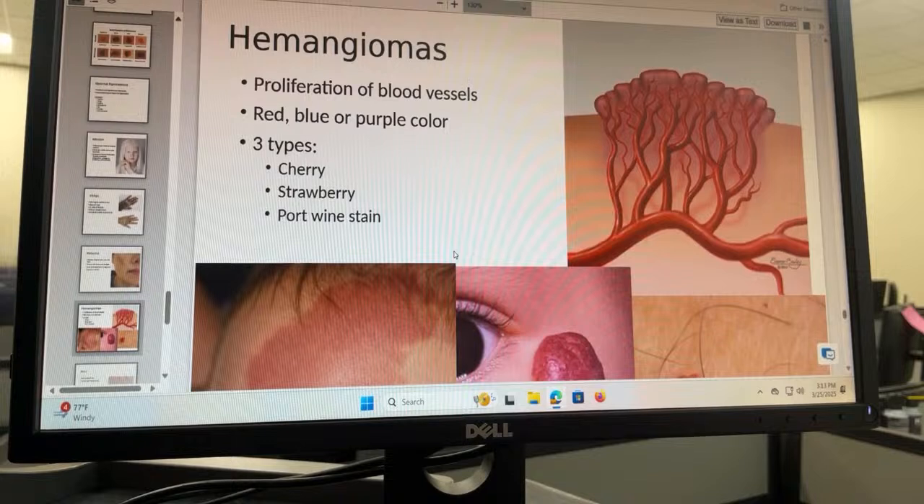Okay, so hemangioma, there are 3 different types. There's cherry hemangioma, strawberry, and port wine stain. Basically what's happening here is that there is a proliferation, which just means an overabundance of blood vessels collecting in one area. So there's like a bunch of red blood, which makes the red color.